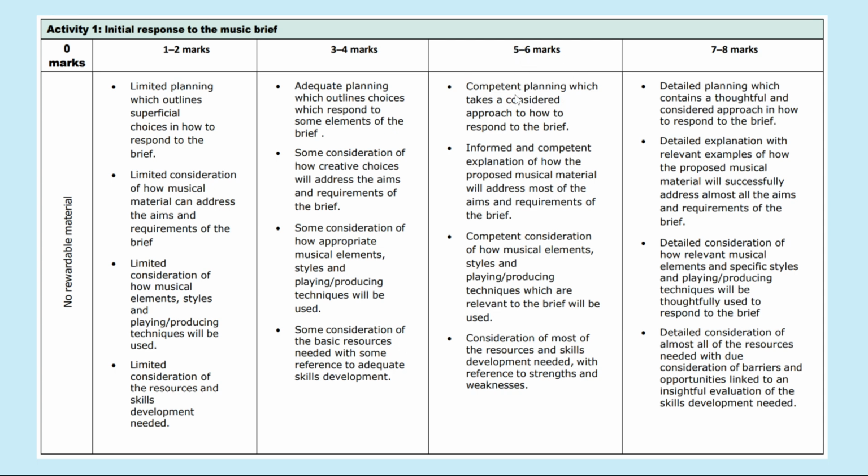Marks 5 to 6 is competent or informed consideration. So your planning is more competent, I suppose, and you've addressed the requirements of the brief within your plan, and you've answered all the questions appropriately. And then marks 7 to 8 is all about your detail and how you have thoroughly explained what you are going to do.